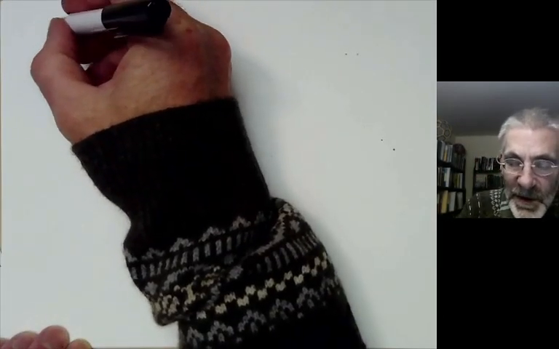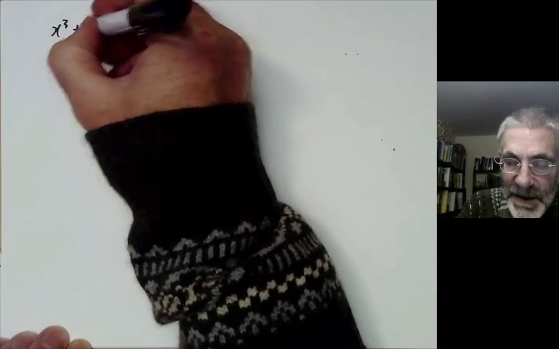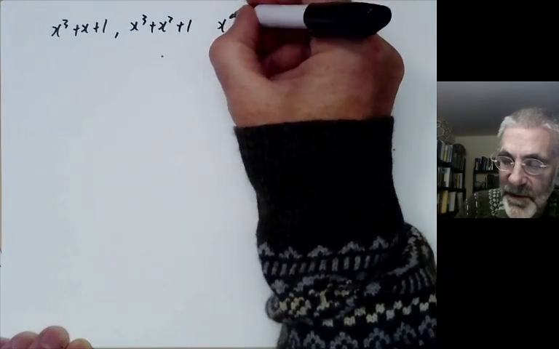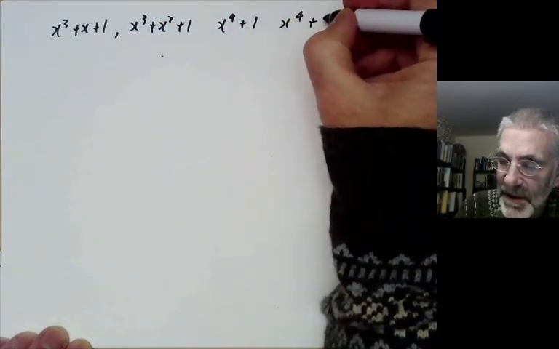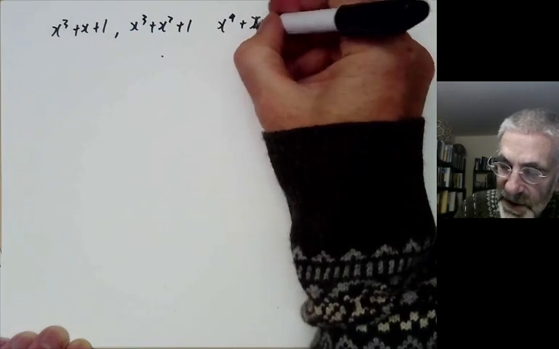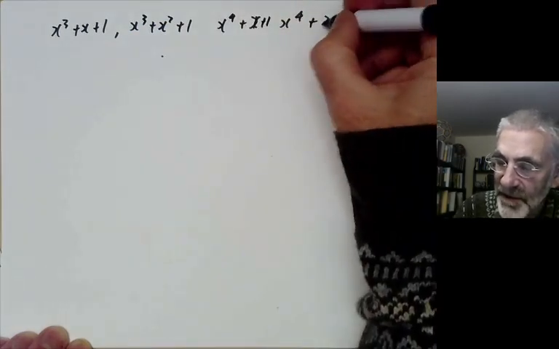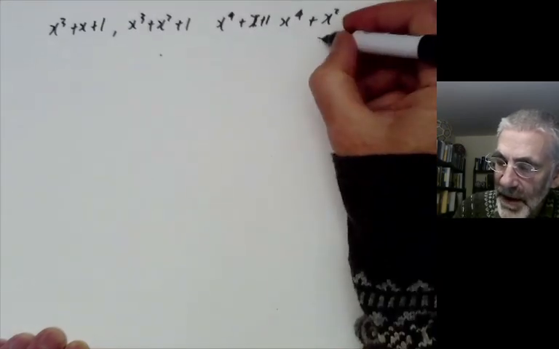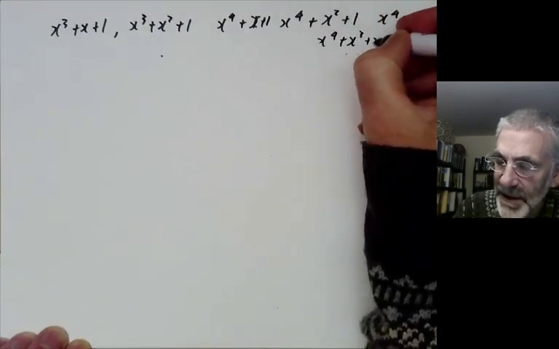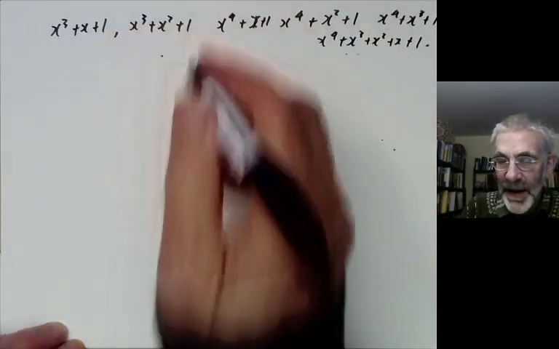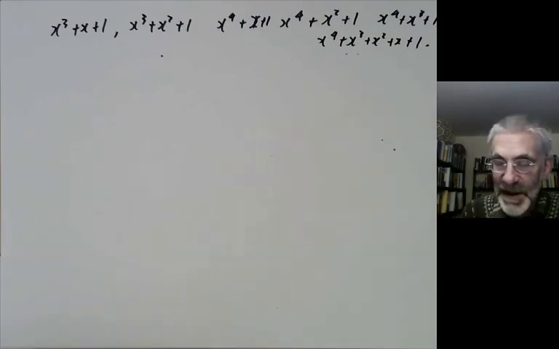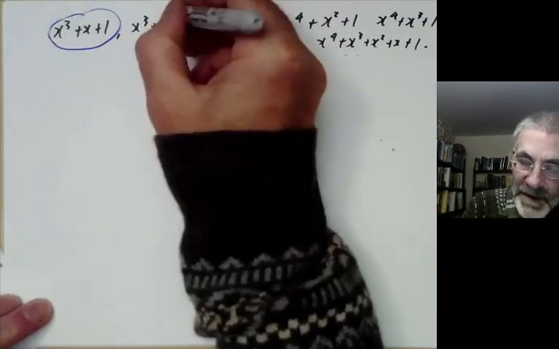So if we start with degree 3, we get x cubed plus x plus 1, x cubed plus x squared plus 1, x to the 4 plus 1, x to the 4 plus x plus 1, we want the sum to be non-zero, x to the 4 plus x squared plus 1, x to the 4 plus x cubed plus 1, x to the 4 plus x cubed plus x squared plus x plus 1. Now we continue as before, so we know the first 2 on the list must be irreducible, so these are irreducible.